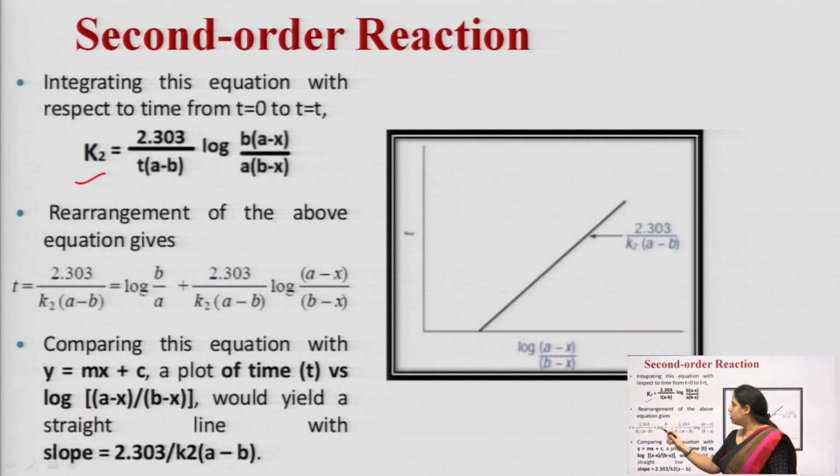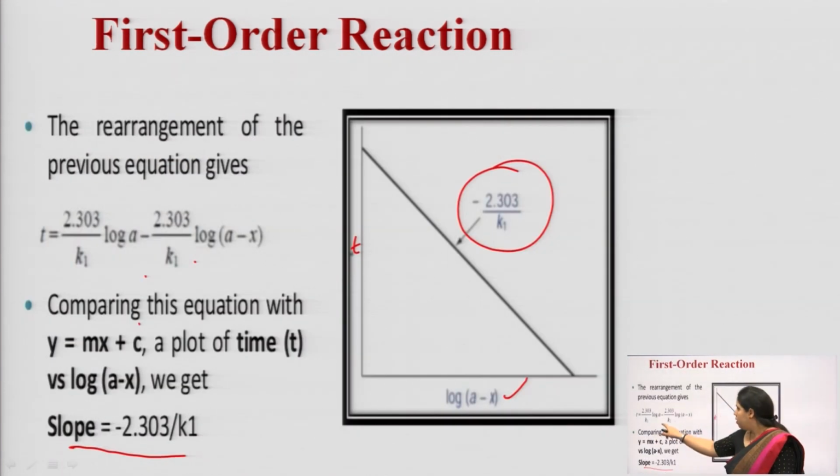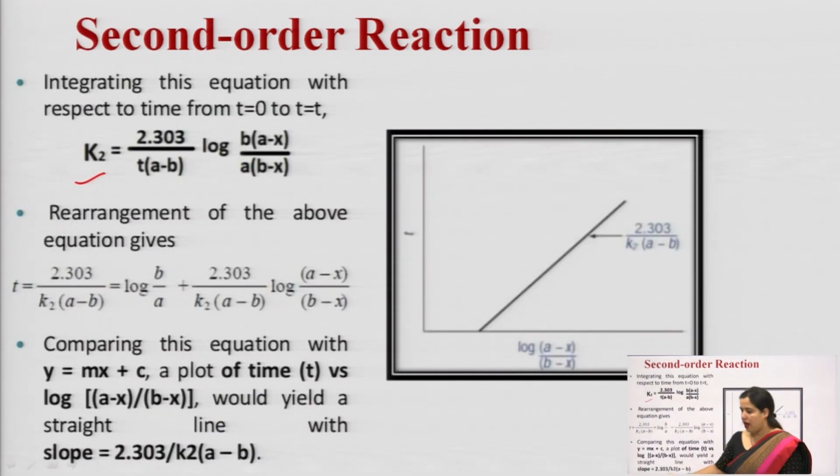Rearranging this basic equation, we can write the second order reaction as 2.303 / (K2 (A minus B)) log B divided by A. So, comparing this equation with y = mx + c, we can have the slope value, because we are calculating the rate of reaction for second order type of reactions.